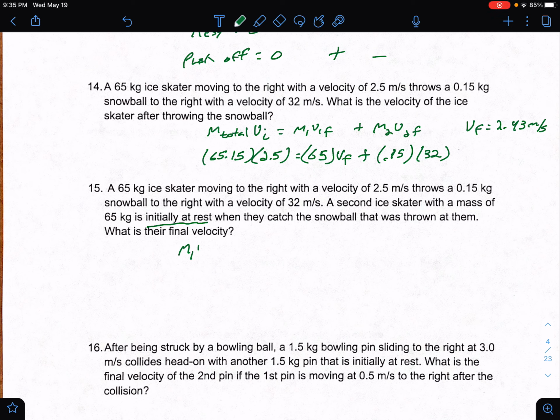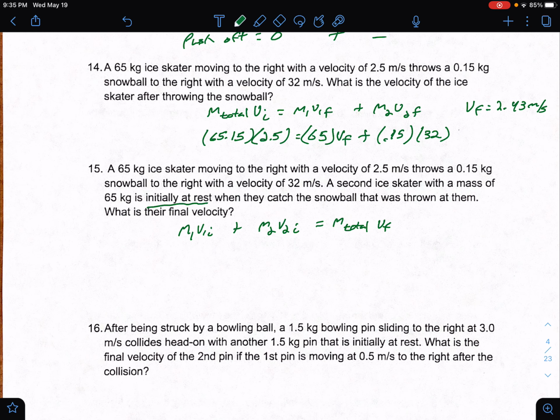So we have M1 V1 initial plus M2 V2 initial. Then they hit and they collide. So now the snowball is a part of the skater. Okay, so this is going to be M total V final. So it's just the opposite of number 14.